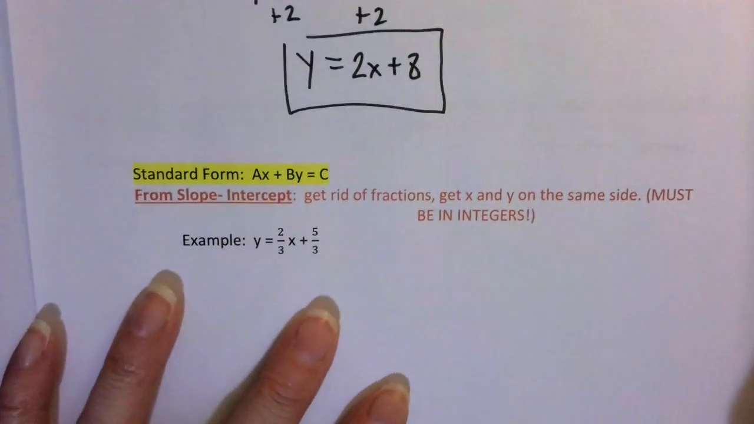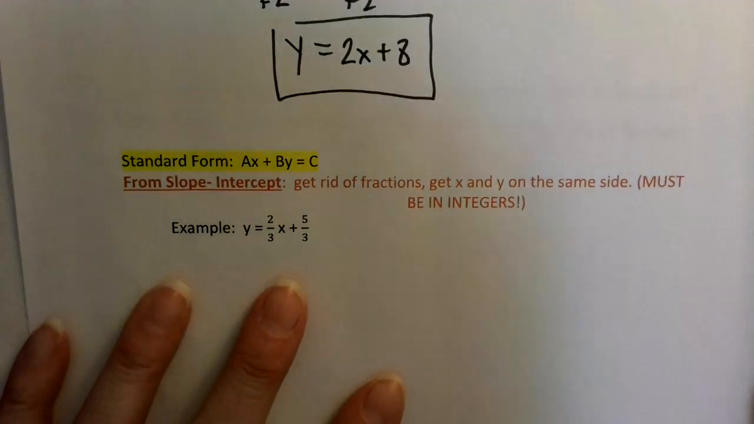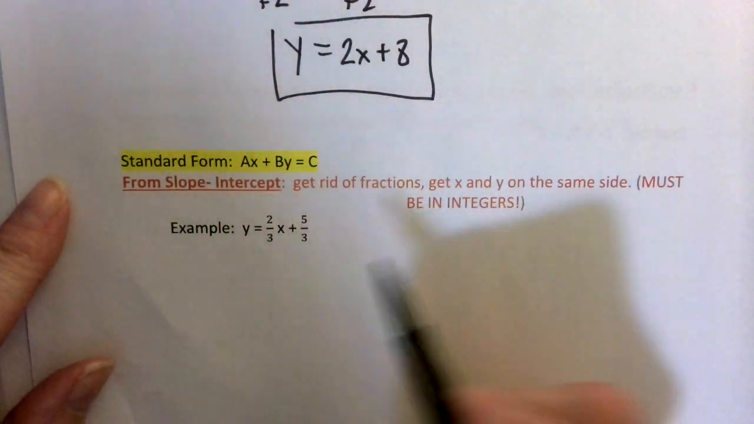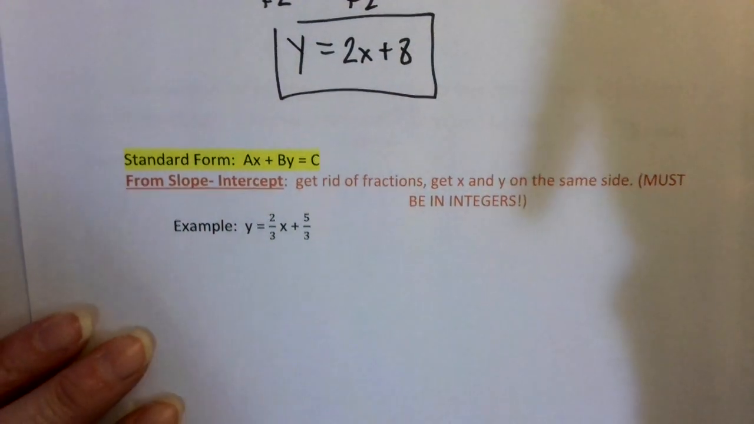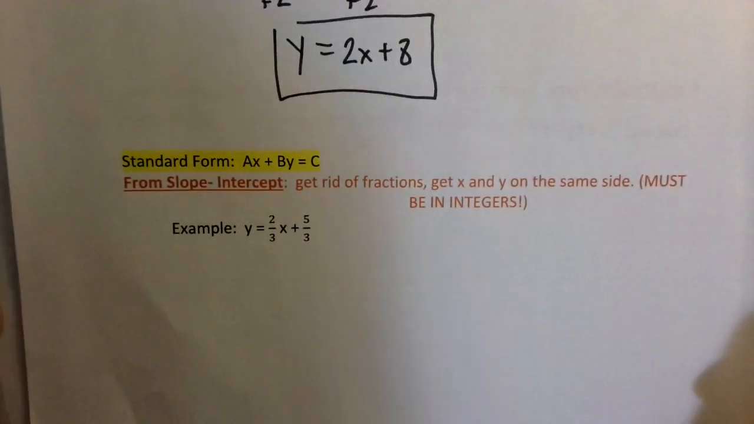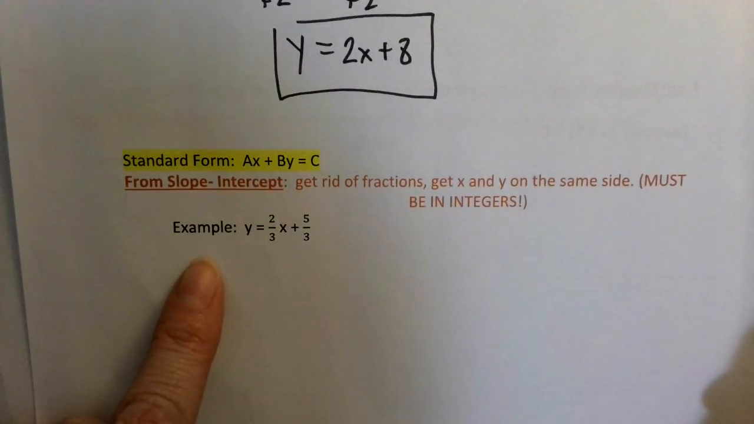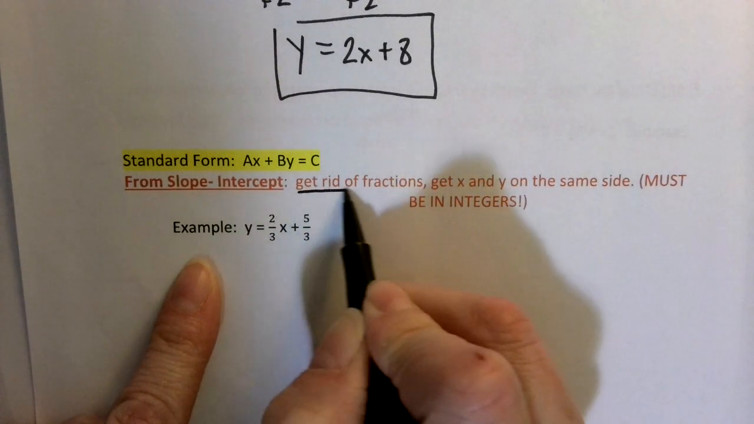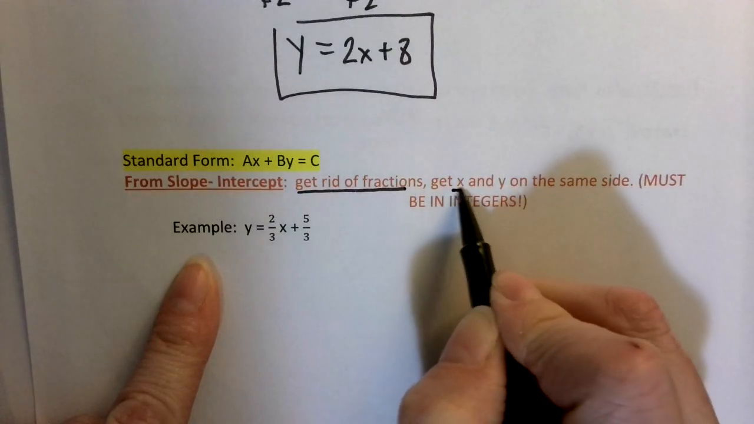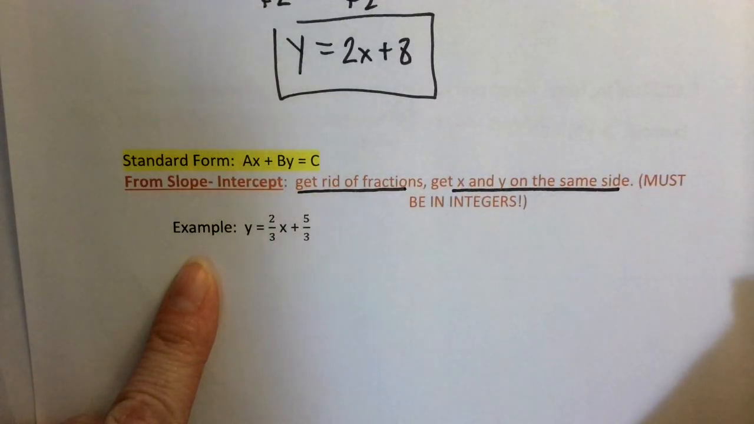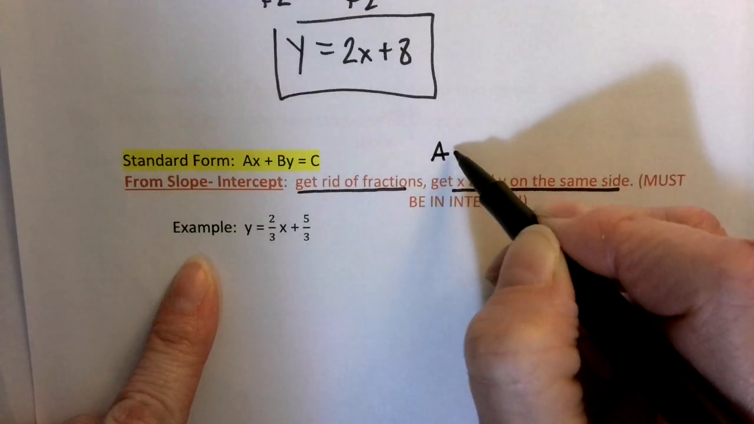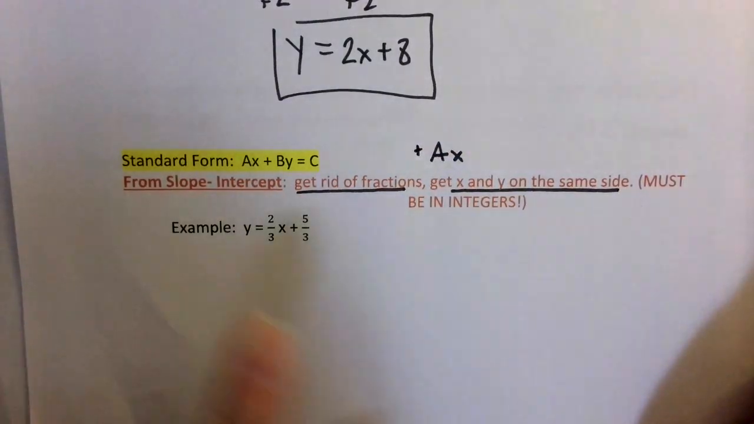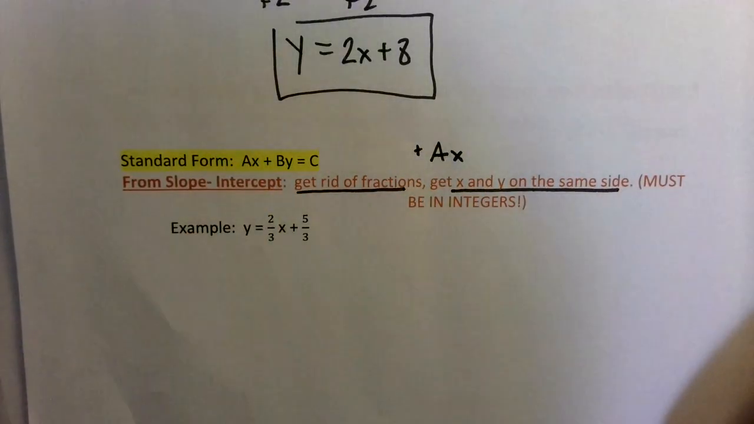And third and fifth hour, you guys saw a little bit of practice with this yesterday. So you have to remember a couple of things, that when you are turning something into standard form, you need to get rid of your fractions. You need to get x and y on the same side. And oftentimes people say ax needs to be positive. That first term out here needs to be positive.